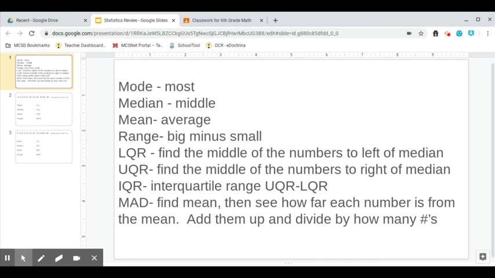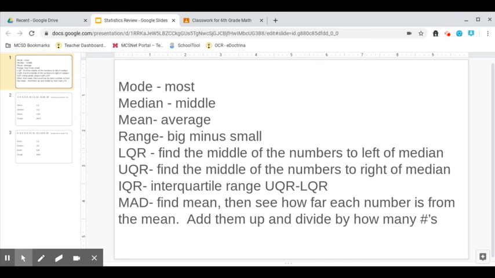Now the LQR and the UQR, the lower quartile and the upper quartile. You find these when you're doing the box and whisker or the box plots, as they're also called. First of all, you have to find the median, the number in the middle. Once you find the number in the middle, you're left with a bunch of numbers to the left. Find the middle of those. On the left, that's the LQR. Then you find the middle of the numbers on the right. That's the UQR, the upper quartile. So that's what those two are. Then if you want the interquartile range, it's the upper number minus the lower number.